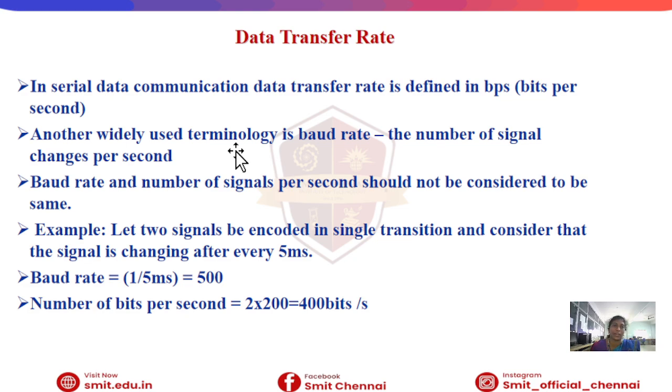Next is the data transfer rate, which measures the number of bits transmitted per second. 9600 bps means 9600 bits are transmitted every second. The next one is the baud rate, the number of signals per second. The baud rate and the bit rate are not always equal. The bit rate equals the baud rate times bits per signal. So if one signal carries 2 bits and the baud rate is 200, the bit rate is 2 times 200, that is 400 bits per second.